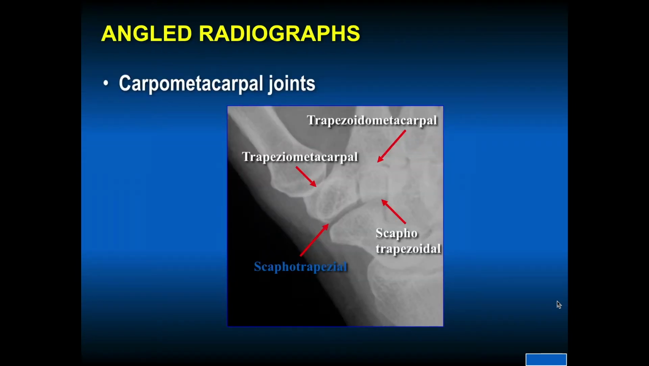Angled views of the carpometacarpal joints. You can see here these are marked, but this is a great view for the basilar joint. We see a lot of arthritis in the saddle joint, the trapeziometacarpal joint, this basilar joint. Other joints can also have x-ray changes of fractures or osteoarthritis, but this is a very good angled view to see that basilar joint.